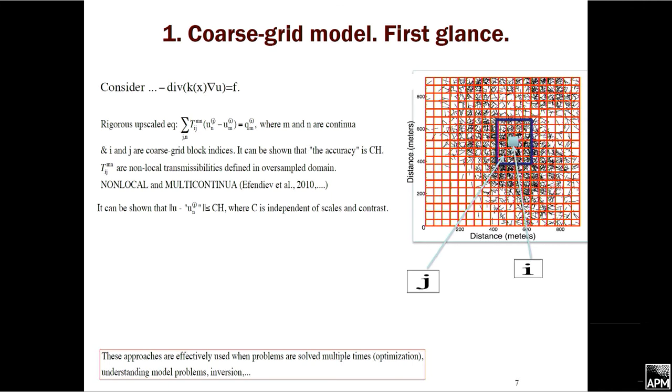In addition, in classical effective medium theory, one block only talks to its neighbor in a standard finite difference way. But here, a block talks not only to its neighbor but to far neighbors, so several blocks. Only in this case can we show that this macro scale model is close to the fine grid model, with accuracy C times H, where H is the mesh size and C is independent of any physics, scales and contrast. So this gives you a good macro scale model.